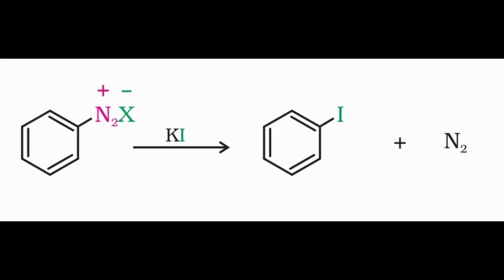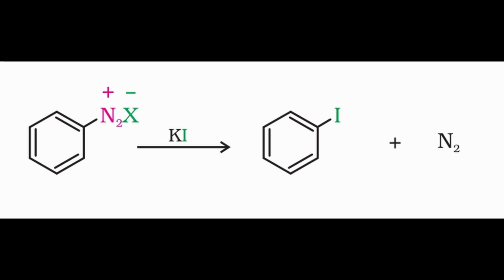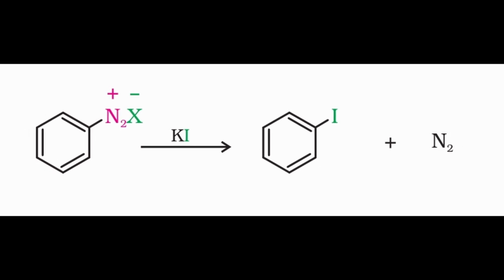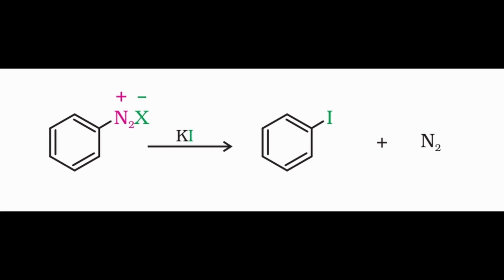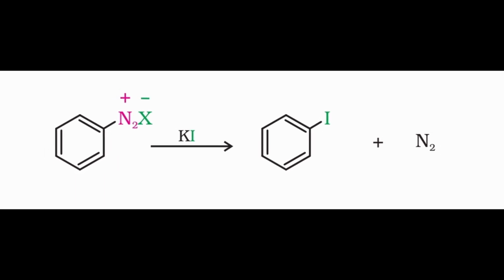Replacement of the diazonium group by iodine does not require the presence of cuprous halide and is done simply by shaking the diazonium salt with potassium iodide. This method is also known as the Sandmeyer reaction.